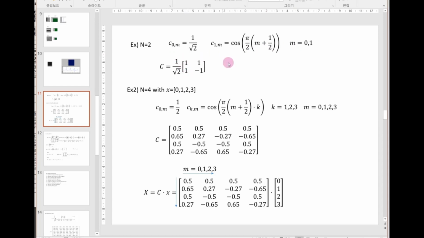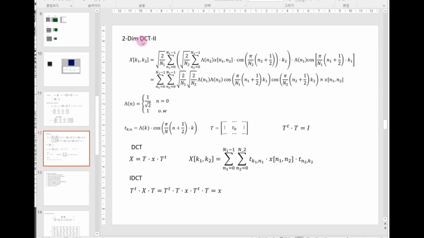So this is the DCT matrix for n equal 2. What about n equal 4? For n equal 4, you can find the DCT matrix this way. This one is the normalized DCT, so you can use this matrix to find the DCT, or by taking the transpose, it will give the inverse DCT.